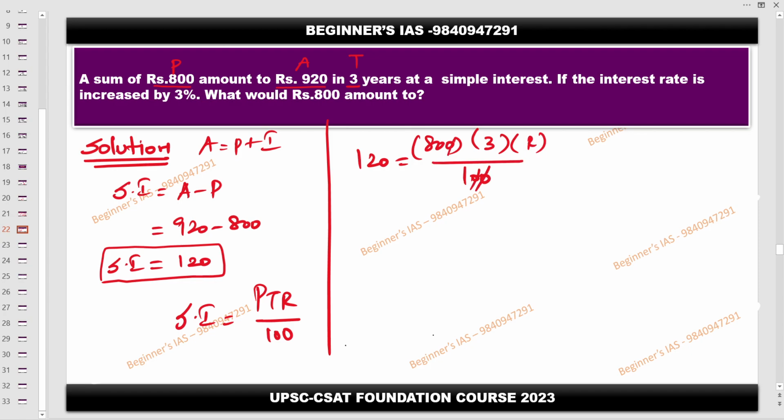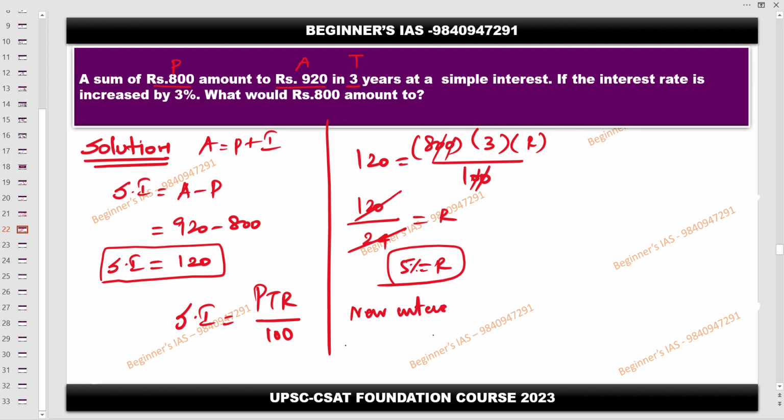Then 0000 cancel. Then 12 times here 24, right? Here R, then 120 by 24. 24 means 5 times. So therefore actual rate of interest is 5%. Okay, for this much of amount. But listen, the new question is if the interest rate is increased by 3%, so therefore find out the new interest.